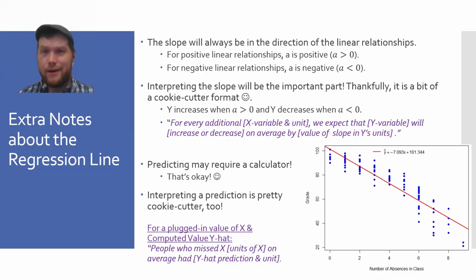Predicting may require a calculator. I'm not going to pretend to do all this stuff in my head. I use a calculator because it's a lot of work. But interpreting it is pretty easy once you find what that y hat is supposed to be. People who missed x, and talk about the unit of x, so x days of class, on average had a y hat prediction in your unit. So basically, they had about a 73% in the class. Same sort of cookie cutter stuff as before.